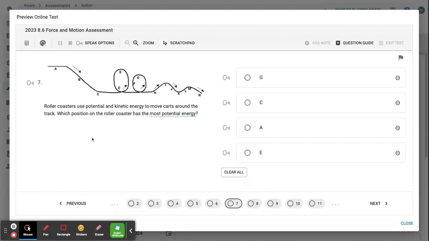Roller coasters use potential and kinetic energy to move carts around the track. Which position on the roller coaster has the most potential? It's always going to be the highest point. And your highest point is usually at where you start. So it's going to be A.